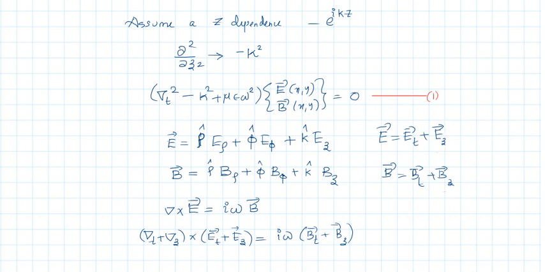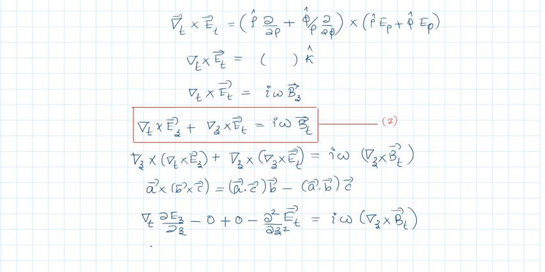Now the Maxwell curl equation, ∇ × E = iωB. How will it get modified by the assumption of E and B like this? Substitute here: ∇ is ∇t plus ∇z, cross E is Et plus Ez, equal to iω times Bt plus Bz. The left hand side consists of 4 terms. The one term is ∇t × Et. What is ∇t? Rho cap ∂/∂ρ plus phi cap (1/ρ) ∂/∂φ, crossed with rho cap E_ρ plus phi cap E_φ.